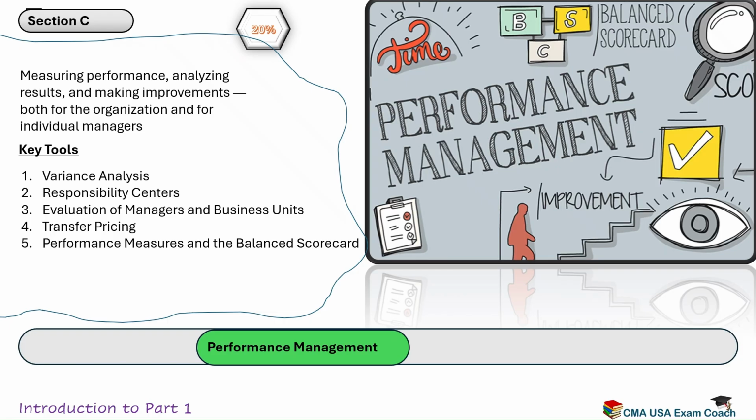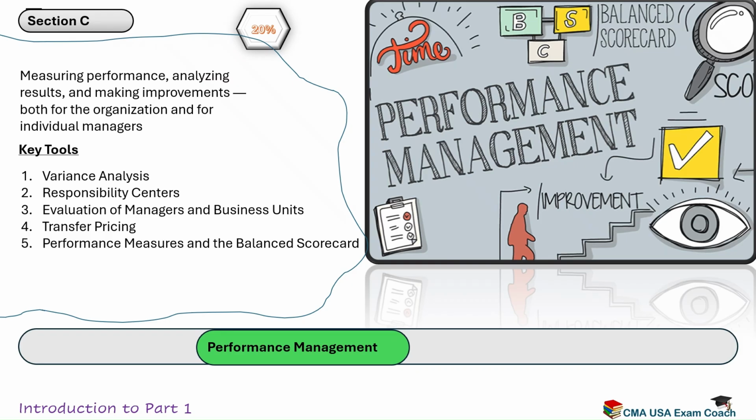4. Transfer pricing. When one division of a company sells goods or services to another division, the price at which it transfers those goods is called the transfer price. It's important because it affects the profits of both divisions, and therefore, the performance evaluation of each manager. We'll see how companies set fair transfer prices that motivate managers while also reflecting true economic value.